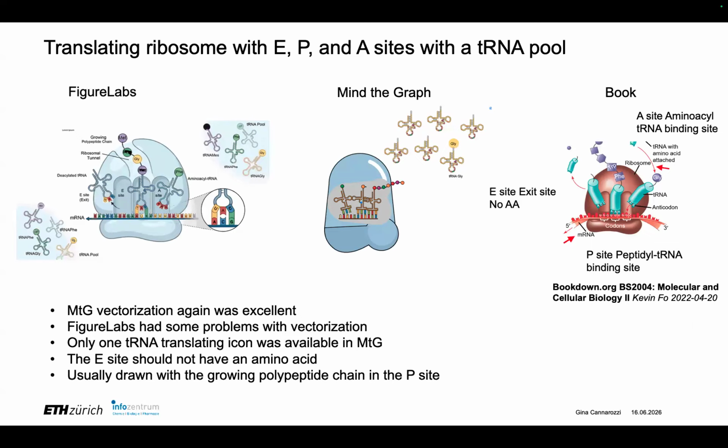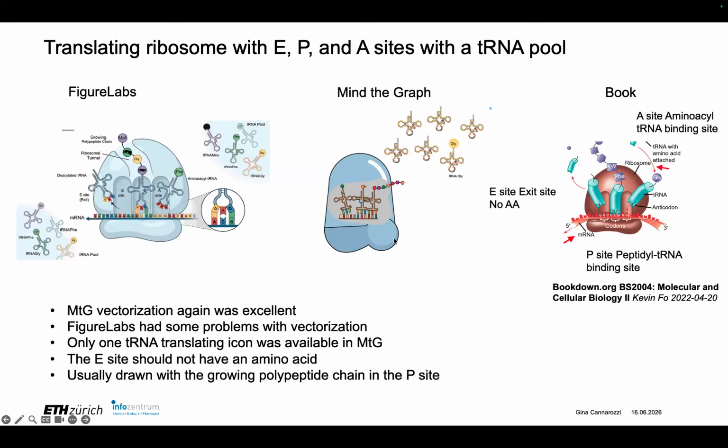Okay, so I did one more test, and that's my standard test of making a translating ribosome with E, P and A sites. This is the one generated from Figure Labs, where I prompted it to make a ribosome translating. I wanted the E, P and A sites, a tRNA pool, and the mRNA with a codon and anticodon, and I got this. One thing I want to point out here is in Figure Labs, you can see that this text did not convert to text nicely.